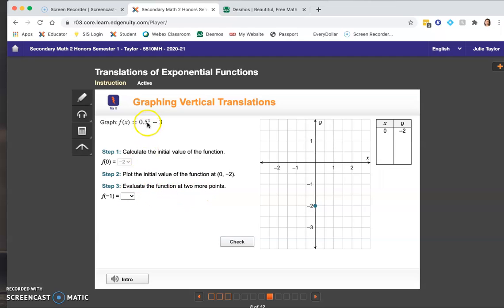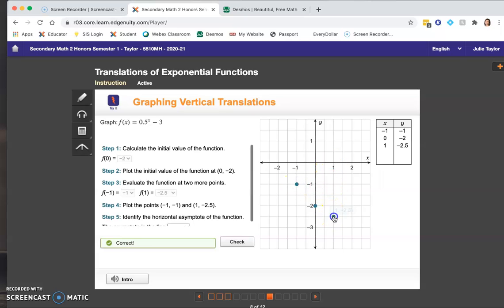So if we put in a negative 1, 0.5 to the negative 1, now remember if we have a negative exponent, it goes in a fraction. So that's 1 over 0.5 to the 1, and that's 1 over 1/2, which is actually 2. And 2 minus 3 is a negative 1. That one's a little confusing, but... And then f of 1, 0.5 to the 1 is 0.5 minus 3 is a negative 2.5. So now we've got 2 more points that we can graph. So we've got negative 1, negative 1, and 1, negative 2.5.